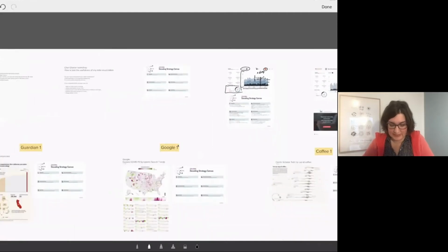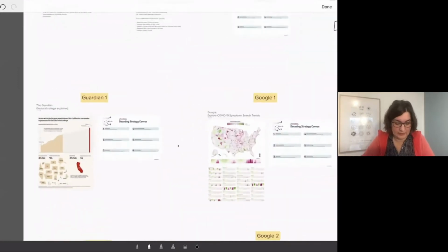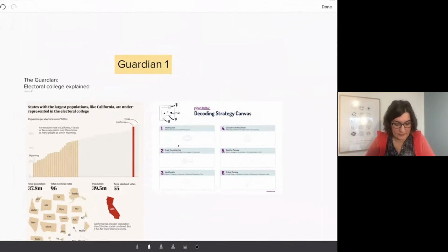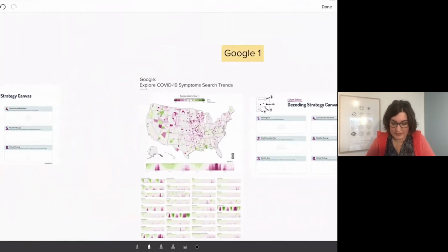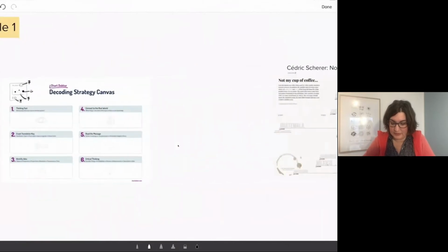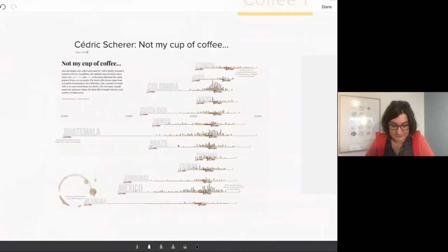So you can see here that I prepared some other charts, and it's one by The Guardian about the Electoral College and the states. It's one about COVID-19 symptoms in the US. And there's also a nice one about coffee and the quality assessment of coffee beans.